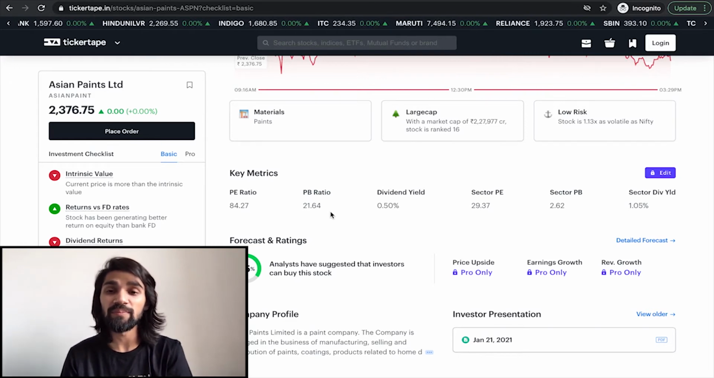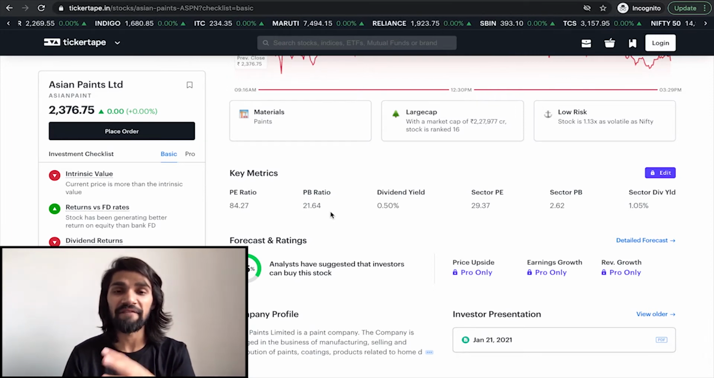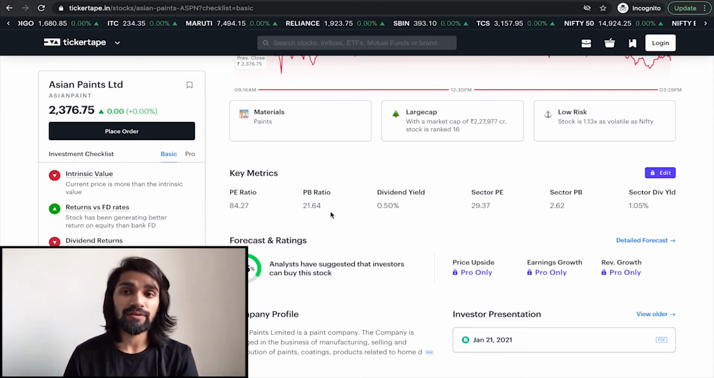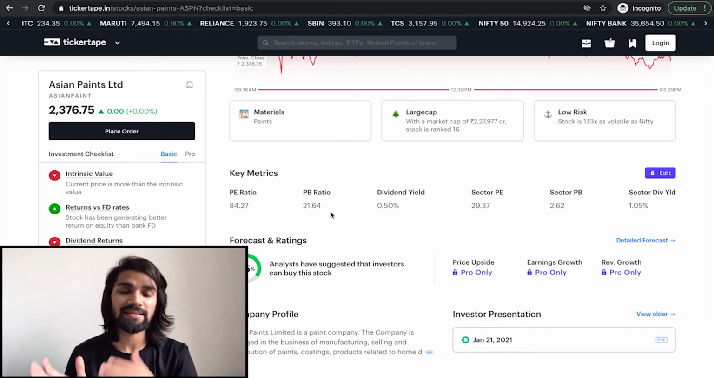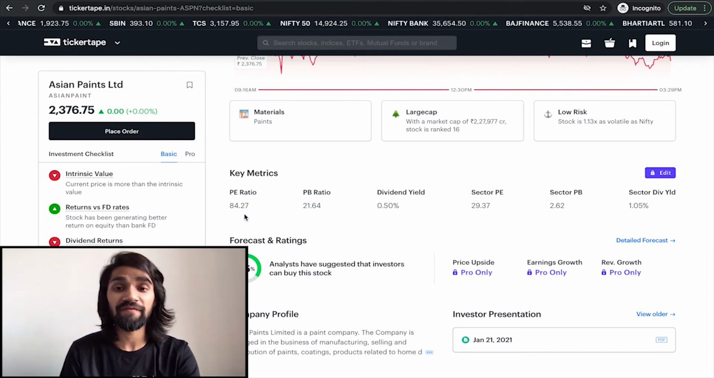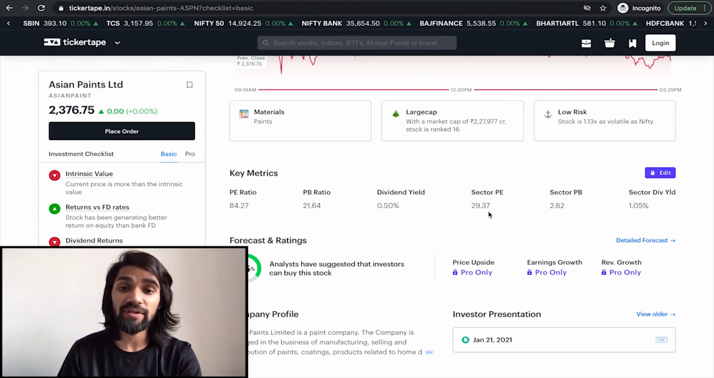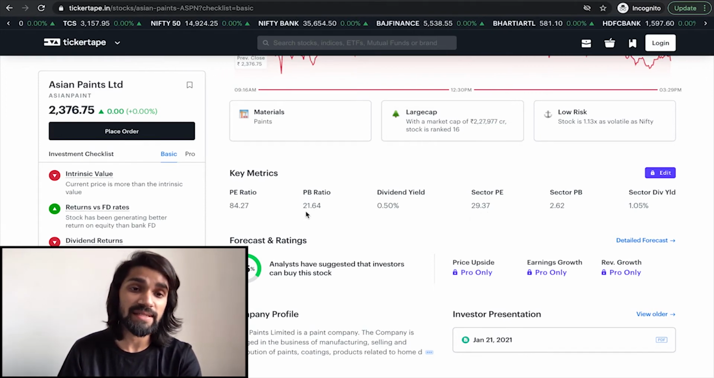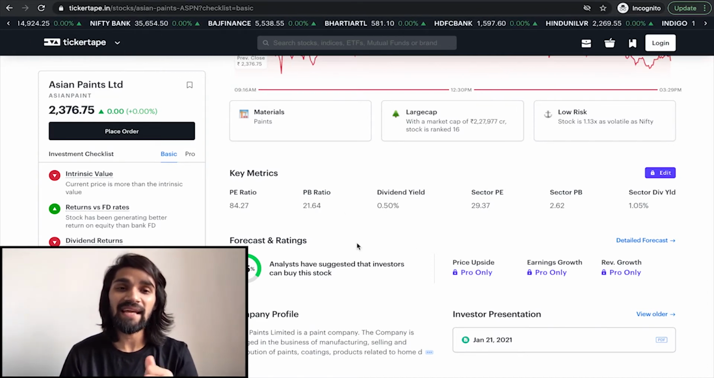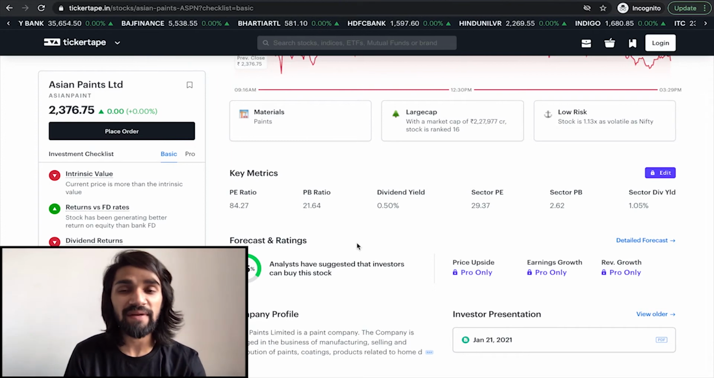What you can do is compare it with the sector PE and the sector PB. The sector PE is an average PE of all the companies in that particular sector, so in this case, the paints sector, and similar goes for PB. So if you see here, PE ratio of Asian Paints is 84.27 compared to 29.37 of the sector, and PB ratio is 21.64 compared to 2.62, which basically means that Asian Paints is very highly valued compared to its sector. But should this refrain you from investing into the company?